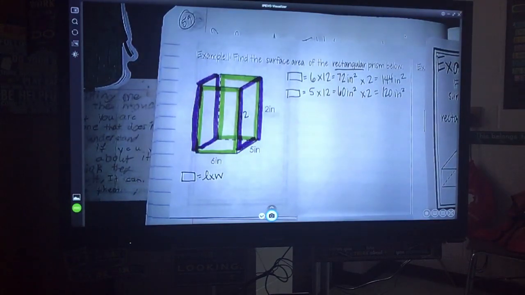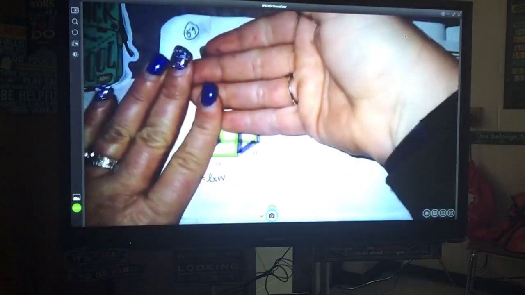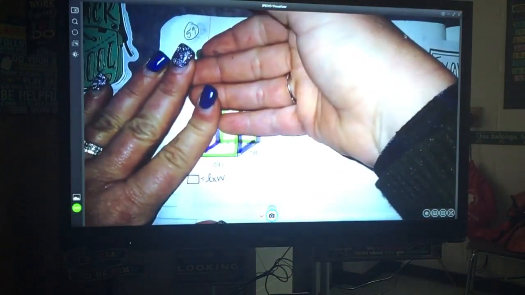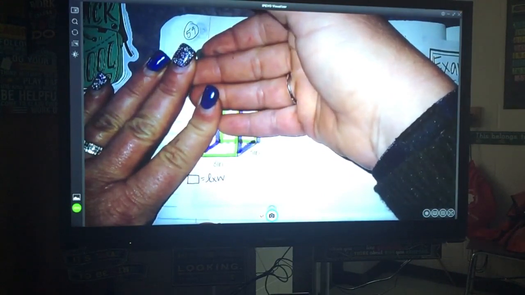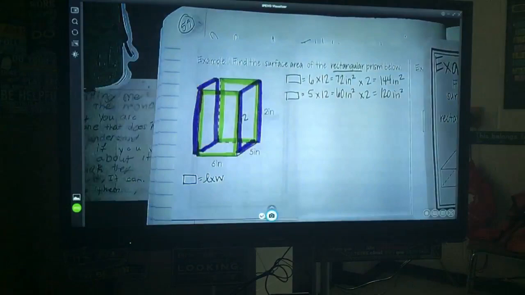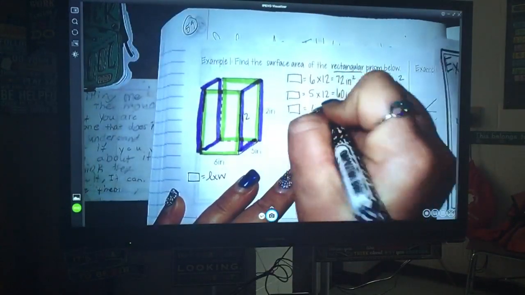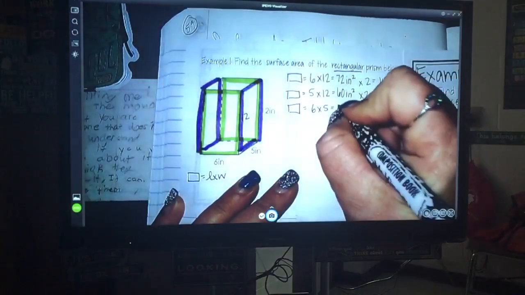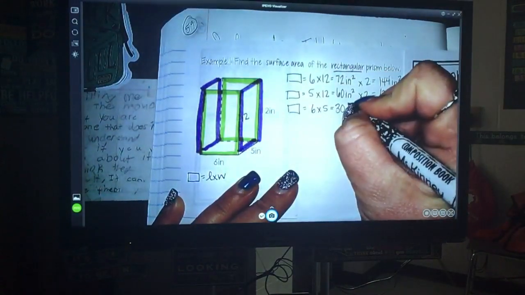So, yes, technically you are correct. It does look like a parallelogram, but we're not doing parallelograms. We're doing a rectangular prism, which means all the sides have to be straight. So what two numbers am I using? 6 and 5. So for this last one, 6 times 5, what does that give me? 30 inches.